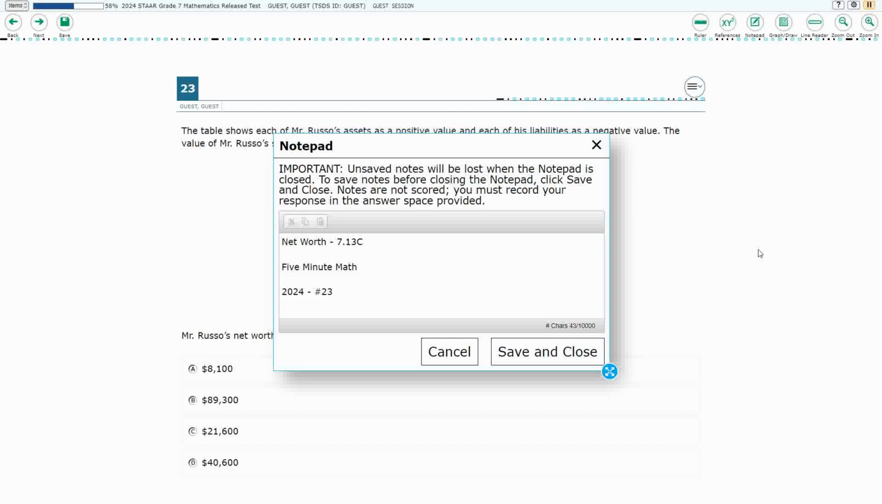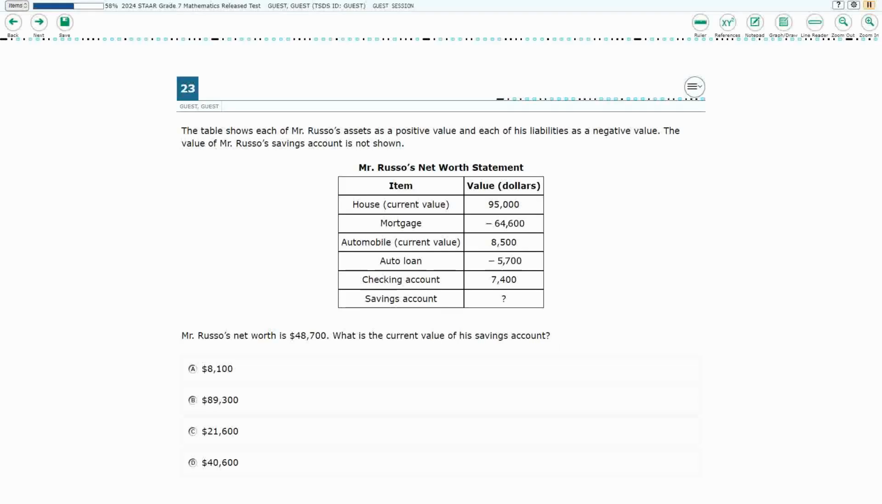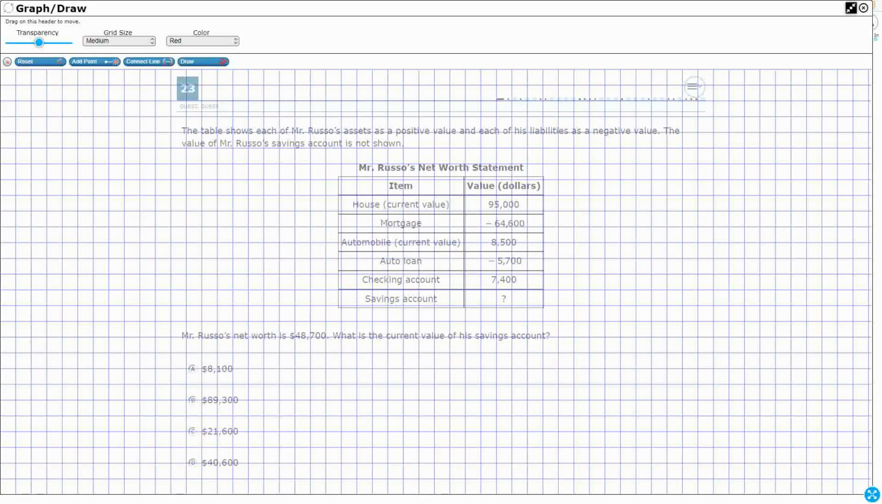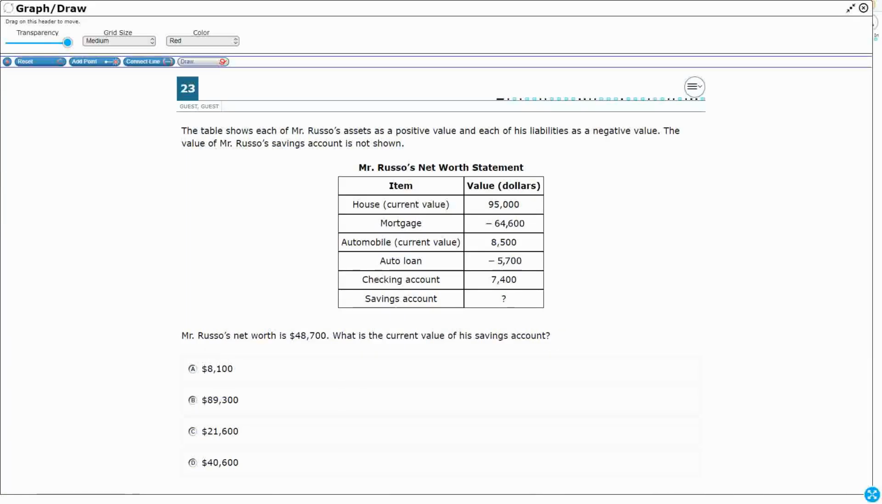Today we are looking at the 7th grade concept of net worth. This is standard 7.13c in the great state of Texas, and we are using item number 23 of the 2024 released STAAR test. If you haven't done so already, please go ahead and take a moment to pause the video, work this problem out on your own, unpause it, and we will look at our answers together.